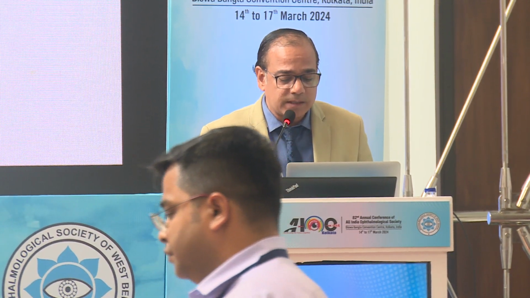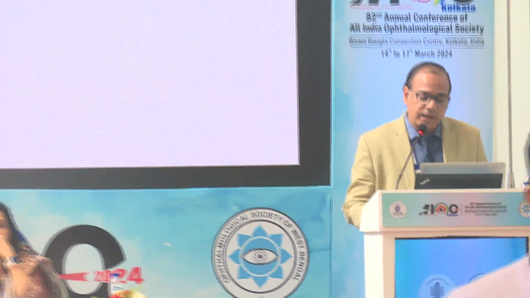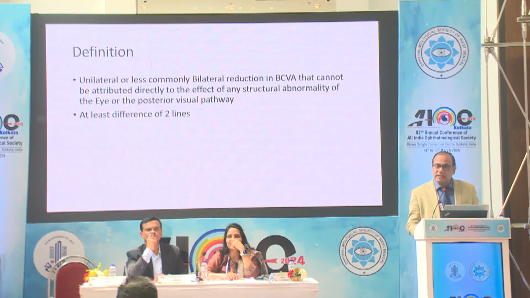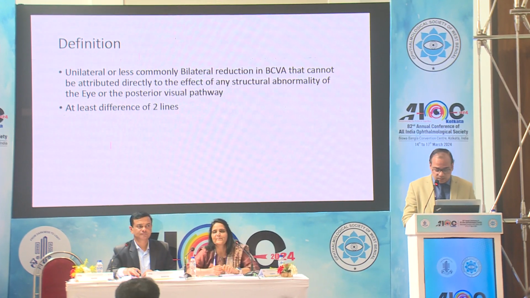So this was the clinical trial on the posterior phakic intraocular lens for the treatment of refractive amblyopia in children and adolescents. Amblyopia is a unilateral or, less commonly, bilateral reduction in the best corrected visual acuity that cannot be attributed directly to the effect of any structural abnormality of the eye or the posterior visual pathway, with at least a difference of 2 lines. This was the older definition.